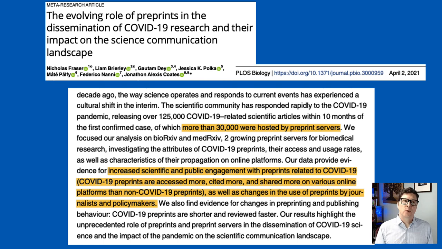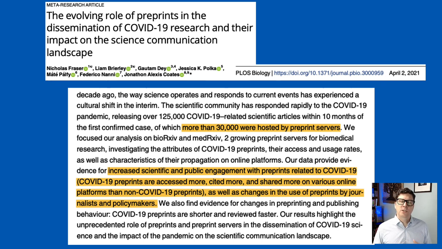I'd like to show you one more publication. This article looked at preprints during the first year of the COVID-19 outbreak. And within that first 10 months, there were 125,000 COVID-19 related scientific articles published, and more than 30,000 of those were hosted by preprint servers. Now, if you want more information, I suggest taking a look at this paper. They provide a lot of data showing that during COVID-19, the role of preprints really increased in importance. There was increased scientific and public engagement with preprints. COVID-19 preprints were accessed more than non-COVID preprints. They were cited more, and they're shared more on various online platforms.